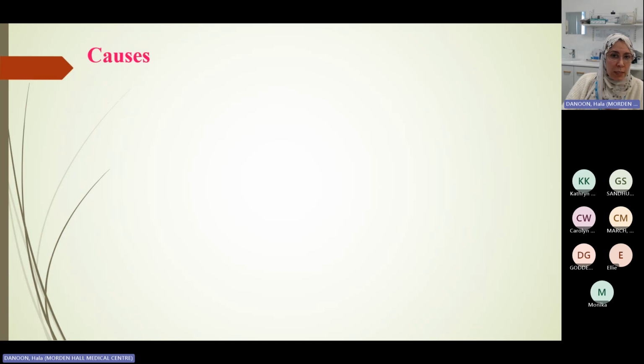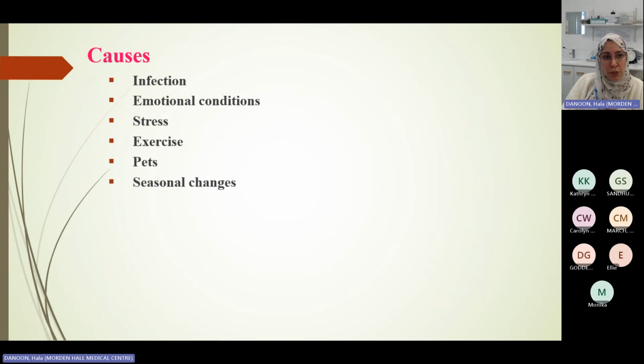Now, what causes this inflammation? There are different stresses or different triggers. Infection is one of them. Infection can cause increased inflammation, and even though the infection can go away, the inflammation can last up to 6 months.